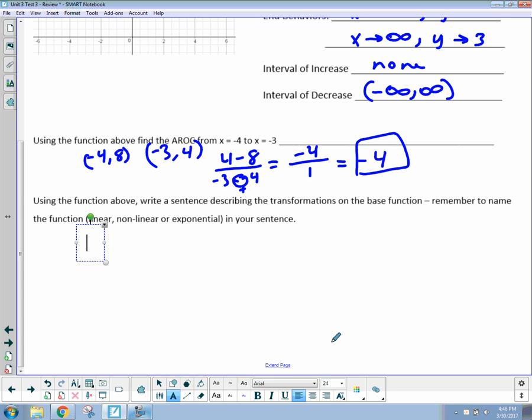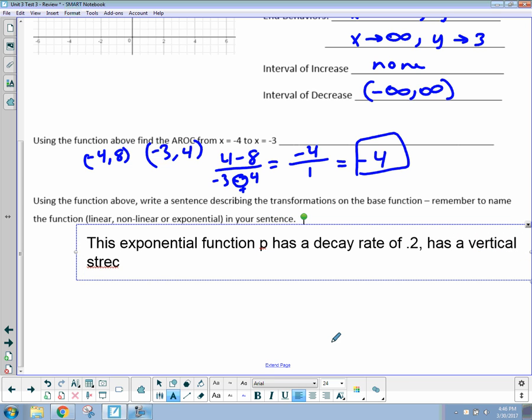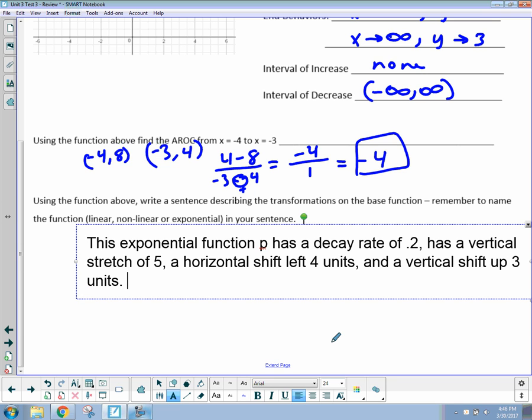Let's see, we need to change the font, make the font a little smaller. Maybe 24. So this exponential function p has a decay rate of 0.2, has a vertical stretch of 5, a horizontal shift left 4 units, and a vertical shift up 3 units. There we go.